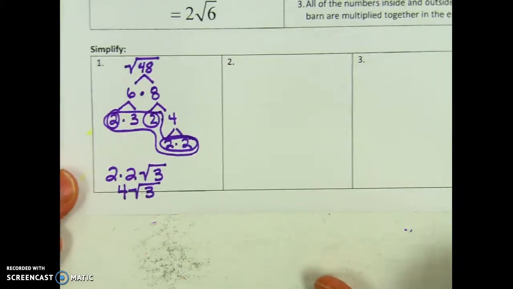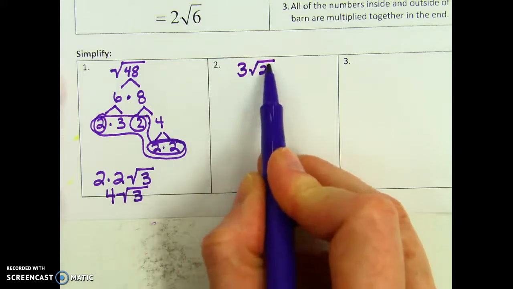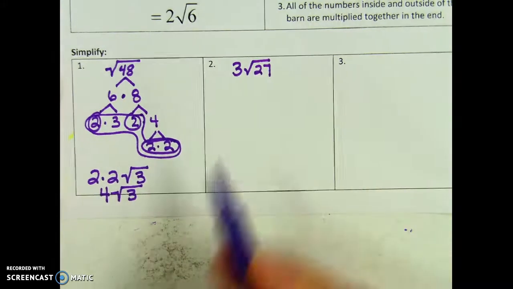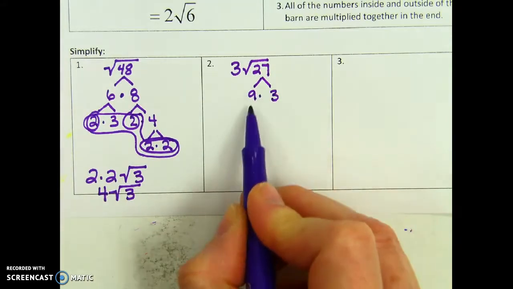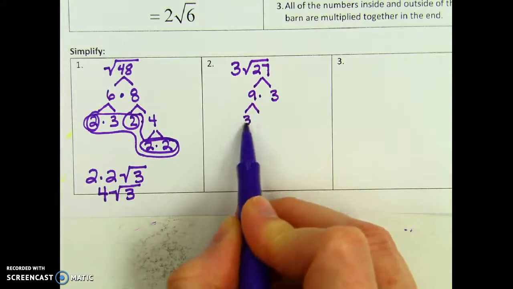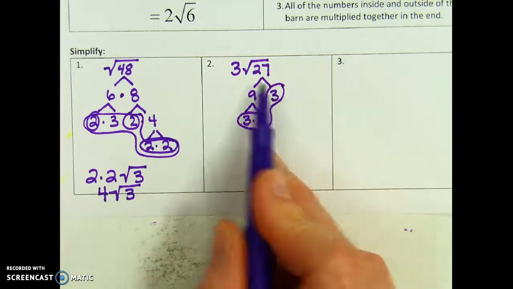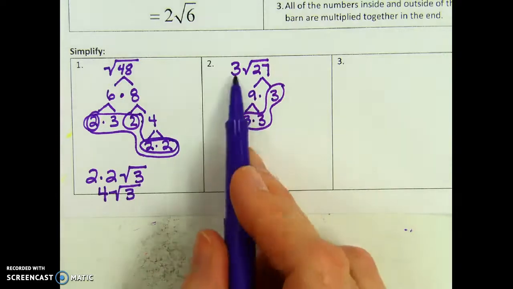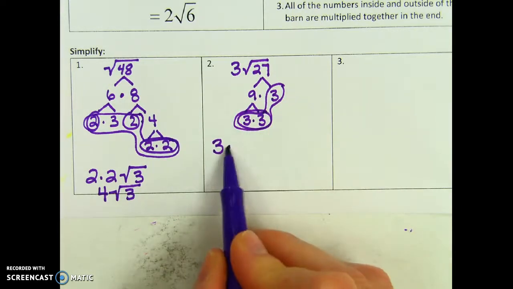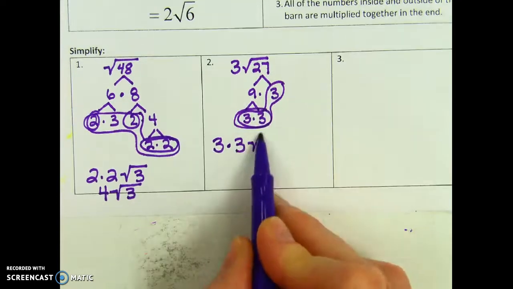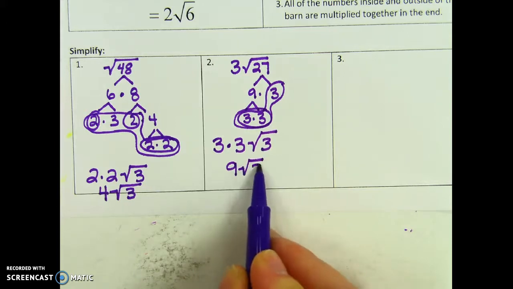So now let's look at number 2. This one is 3 square root 27. So I'm going to break down 27, 9 times 3, and then I'm going to break down 9, 3 times 3. So this is the one up at the top, but this one has a number outside. So this number is already outside. This set of 3's will come out. This 3 will stay in. I multiply these together, and I get 9 square root 3.